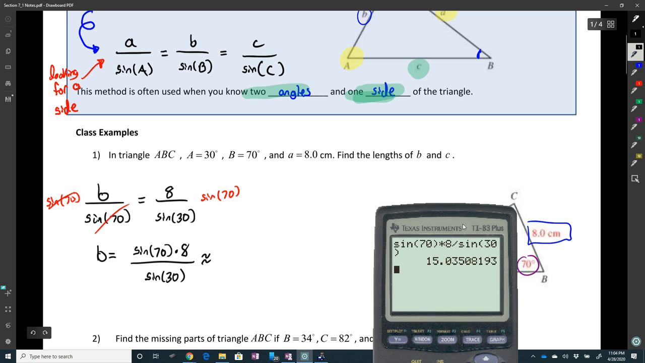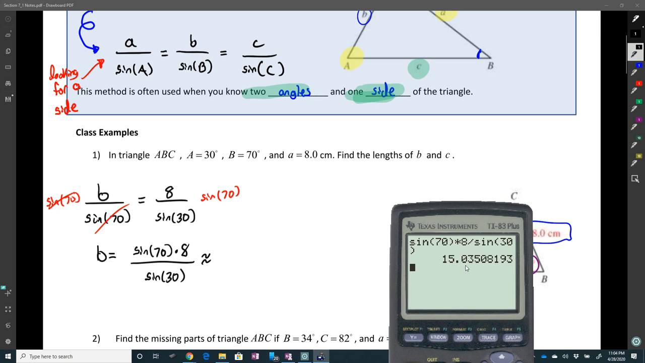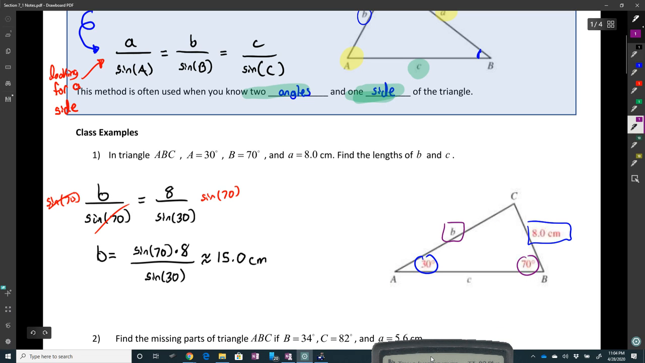So I'm just going to round. When you read the homework, just be sure to read what it rounds to. So here I'm rounding to 1 decimal place, which is still 0. So I'll say 15.0 centimeters. So there we go.